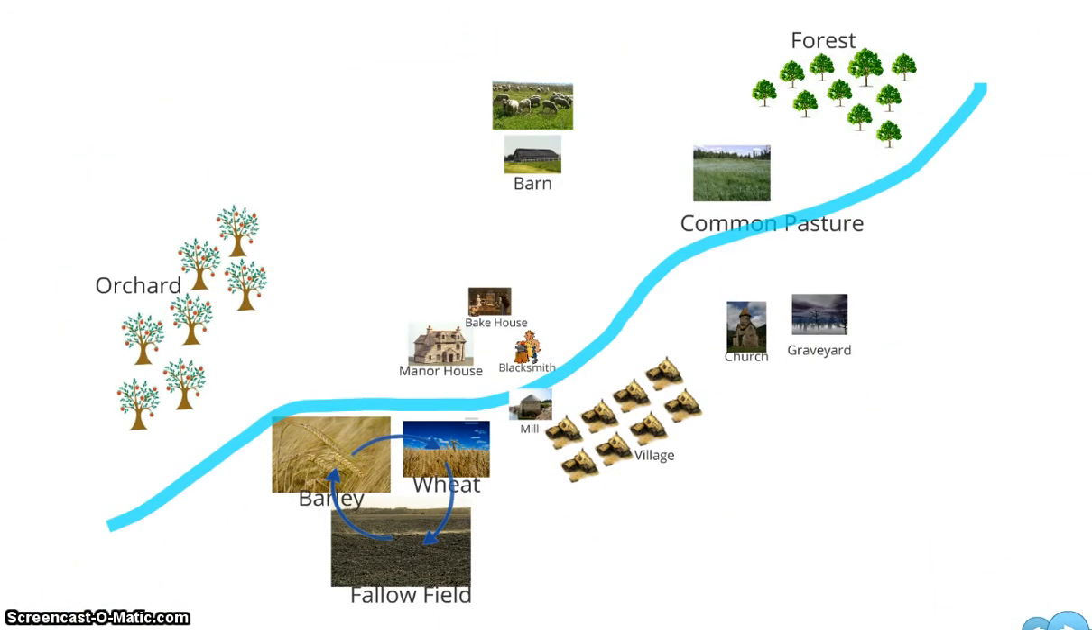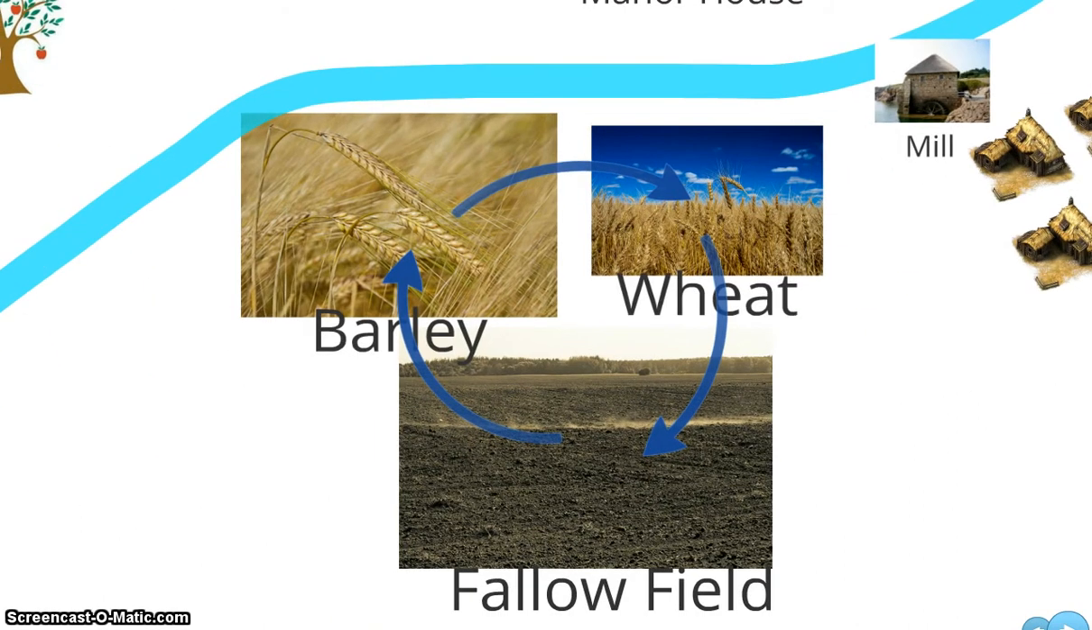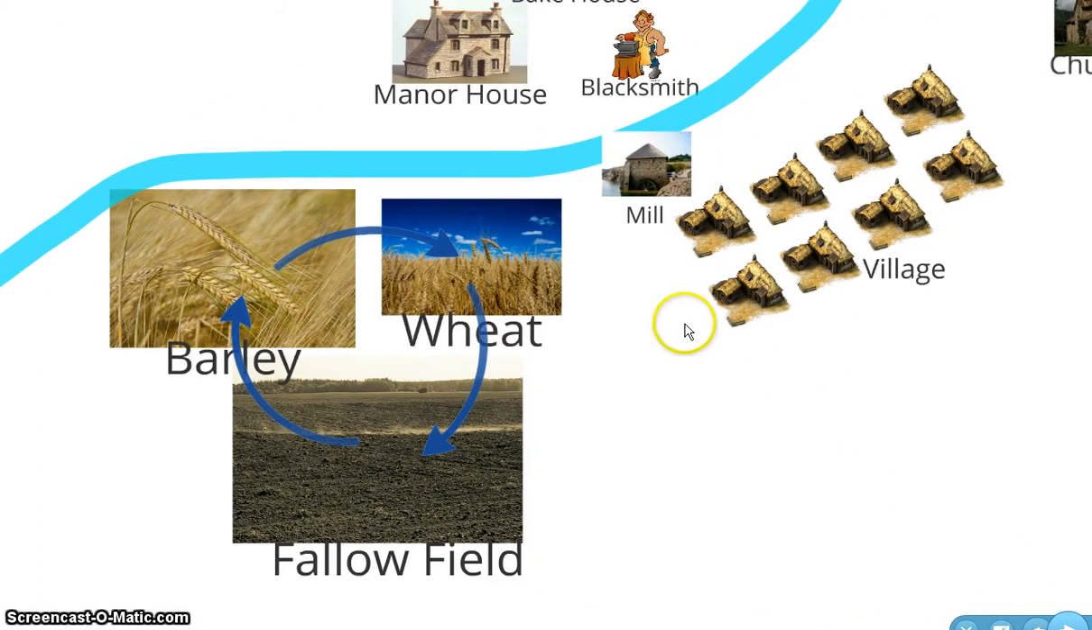And then to the completed picture, we have added the 3-field rotation, and I talk about what that means and why they would use these crops and what the fallow field was. I'd point out that the 3-field rotation, the farming, is done by the peasants who lived in the village, so the village and the fields were right next to each other. So that's an important concept to understand.